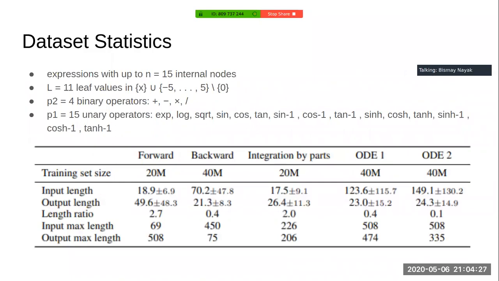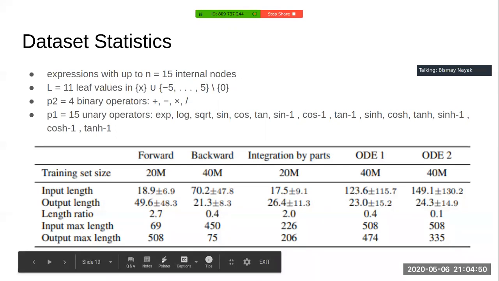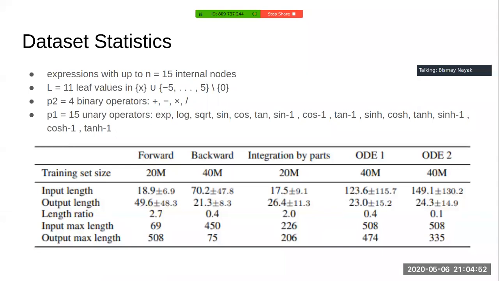After going through the steps that I previously described, this is the kind of data set we are able to generate. You can see, as I said before, that in backward generation, the length of the input tends to be longer than the length of output. We start off with a simple expression, we create the derivative, which is usually longer. So the input length tends to be longer than the output length.